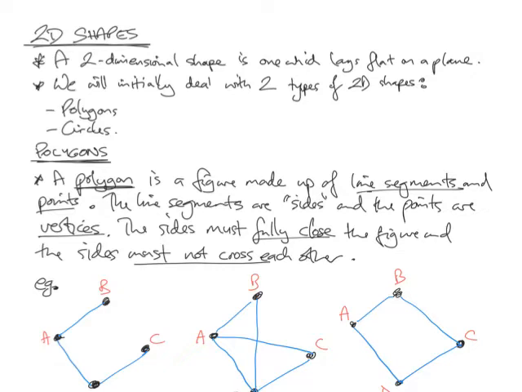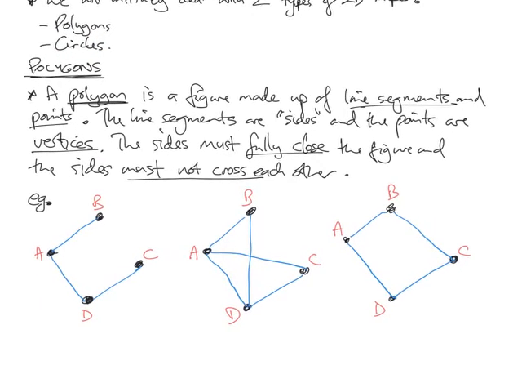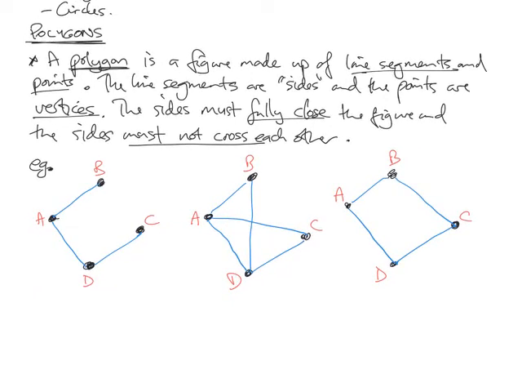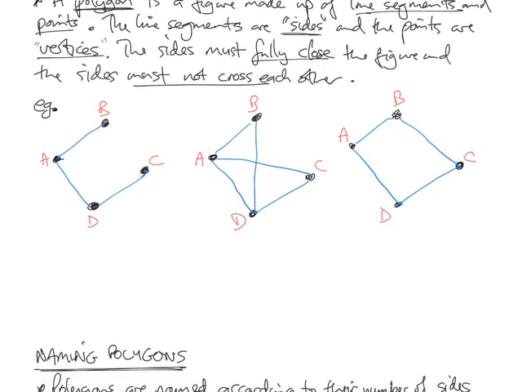A 2D shape, or two-dimensional shape, is one that lies flat on a plane. We're initially going to deal with two types of 2D shapes, polygons and circles. A polygon is a figure made up of line segments and points. The line segments are called sides and the points are called vertices. The sides must fully close the figure and the sides must not cross over each other.